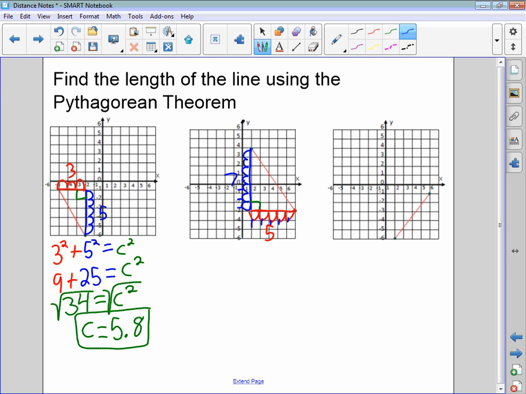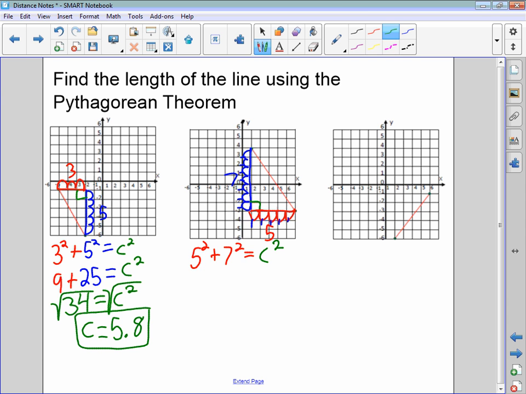1, 2, 3, 4, 5, 6, 7. 7 bumps, 7 squares. So now I will put these together, and I will do 5 squared plus 7 squared equals C squared.